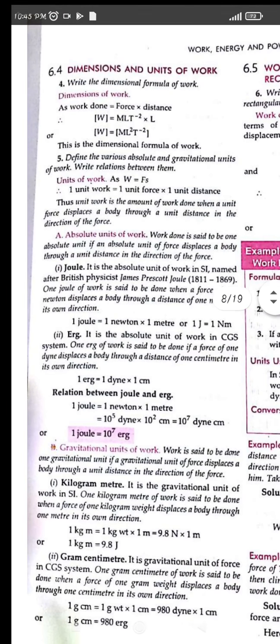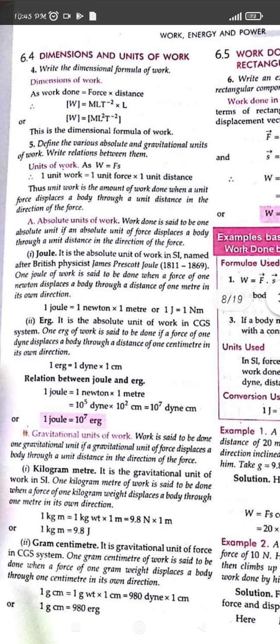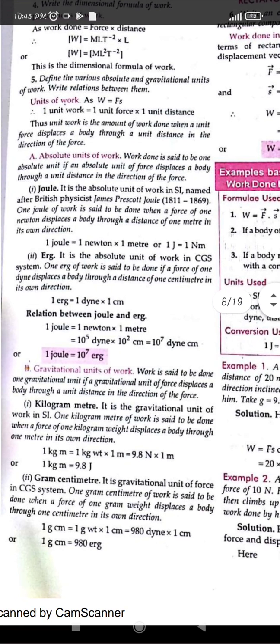So what is the dimension of the work done? That is force into displacement. Force is given by mass into acceleration, that is kg meter per second square, so it is given as MLT^-2, and distance is given as L. Together we can write it as ML^2T^-2. That is the work done. So this is the dimensional formula for the work done.